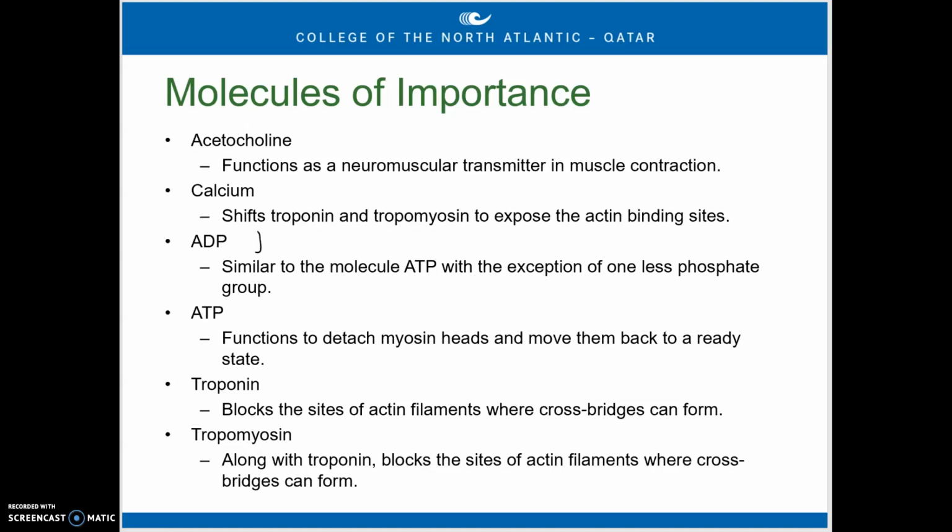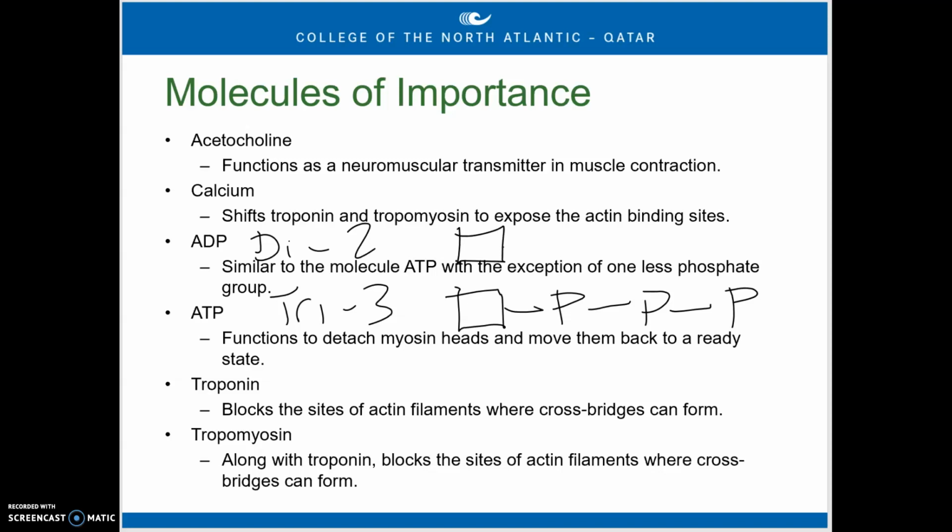ADP is adenosine diphosphate, which means 2. Adenosine triphosphate is tri, which means 3. So the molecule kind of looks like this. We've got a box here, and it goes to P, P, P, and that's ATP. And for ADP, we've got our little box, and then it goes to 2 molecules of phosphate. Now, the real high energy bond is right here. Okay, when we break this bond right here, we get lots and lots of energy.